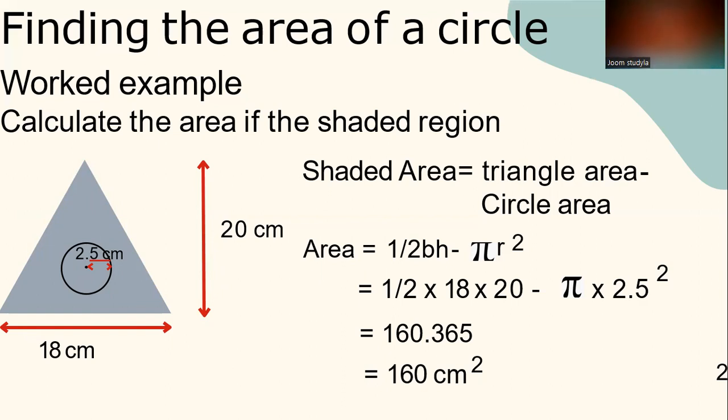So to find the area of the triangle, the area is half BH. We already know the area to calculate the triangle is half BH. And to calculate the area of the circle, we already learned in the previous slide it is pi R squared. Okay, pi R squared. So half BH means half multiplied by 18 multiplied by 20 minus pi times (5 over 2) squared.